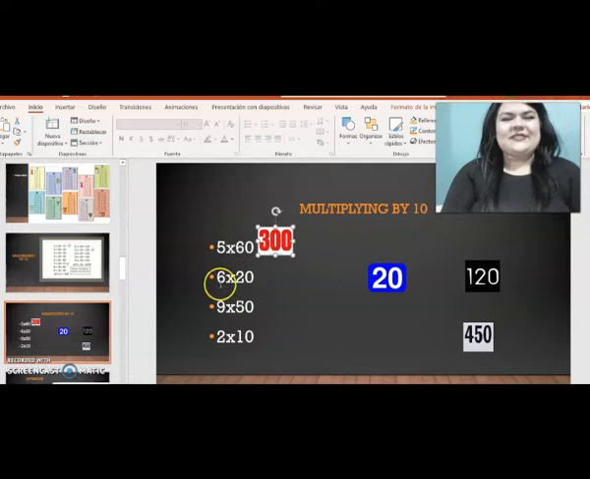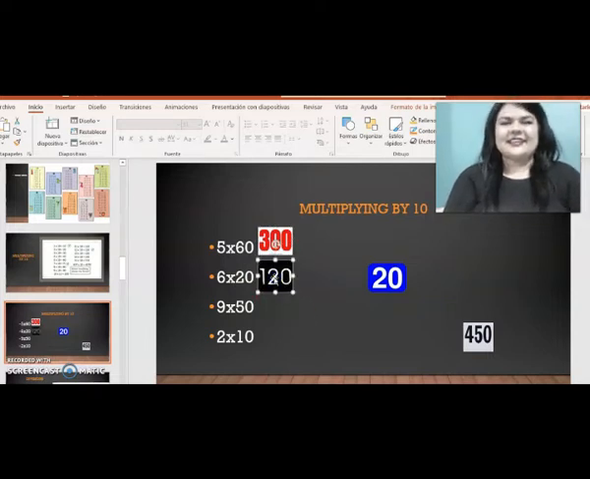Correct. Now, 6 times 2 is 12. If I place one more zero, it is 120. Nice. 5 times 50. I multiply 9 times 5 is 45. And if I place one more zero, my product is 450.